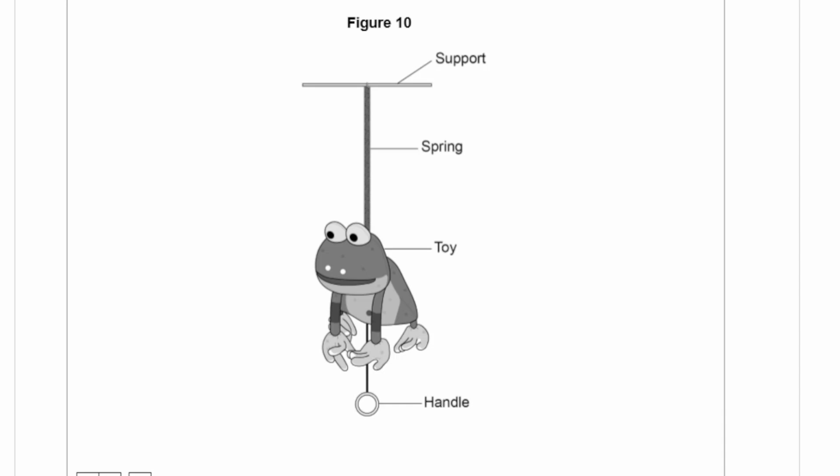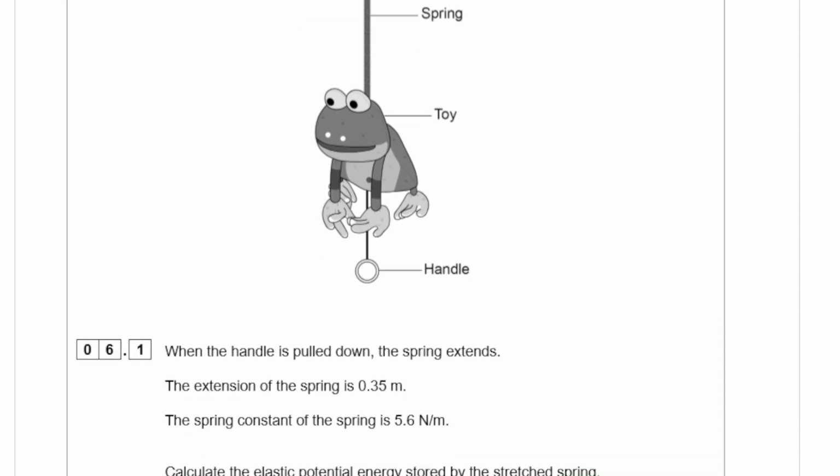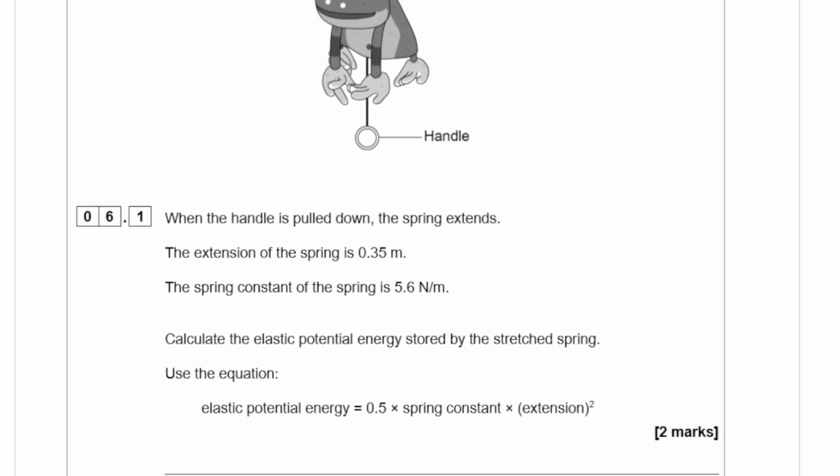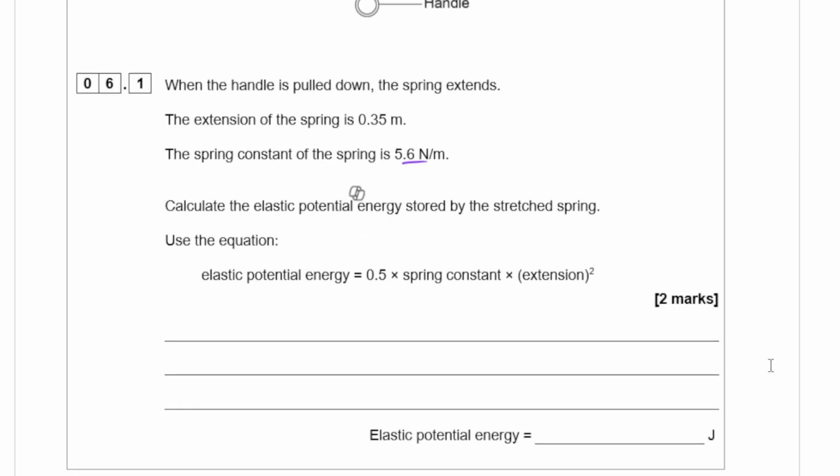We have a spring with a toy support with the handle. When the handle is pulled down, the spring extends. The extension of the spring is 0.35 meters. The spring constant of the spring is 5.5 newtons per meter. Calculate the elastic potential energy stored.